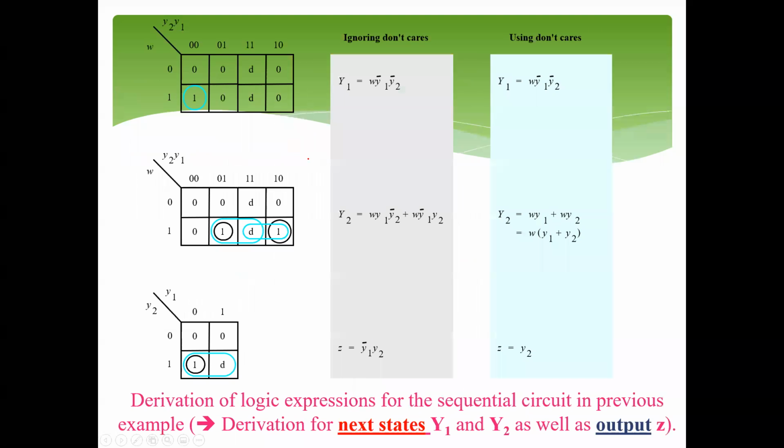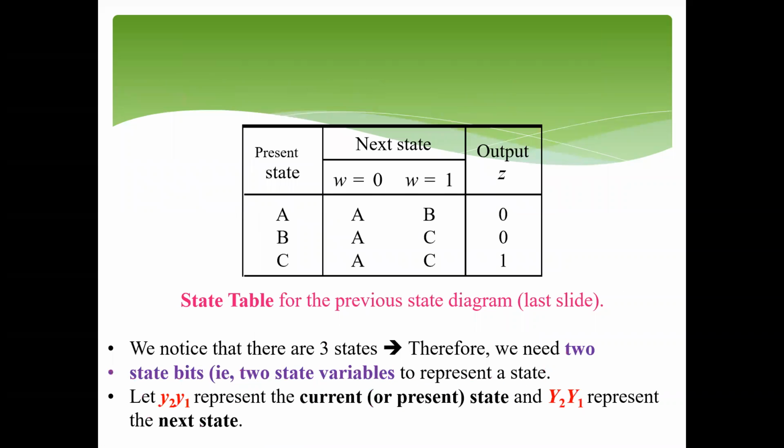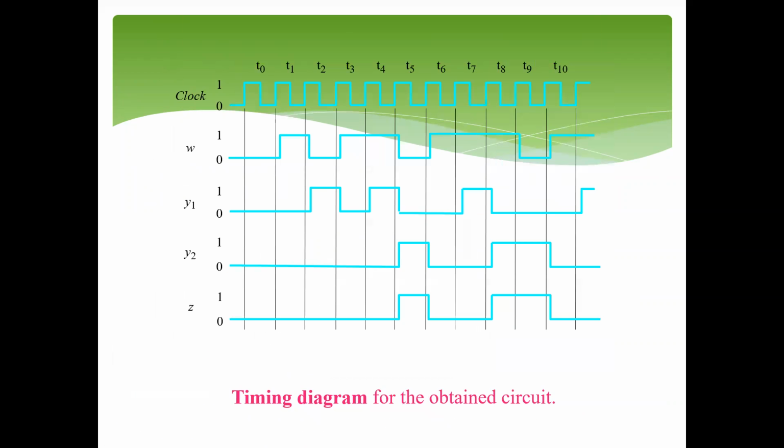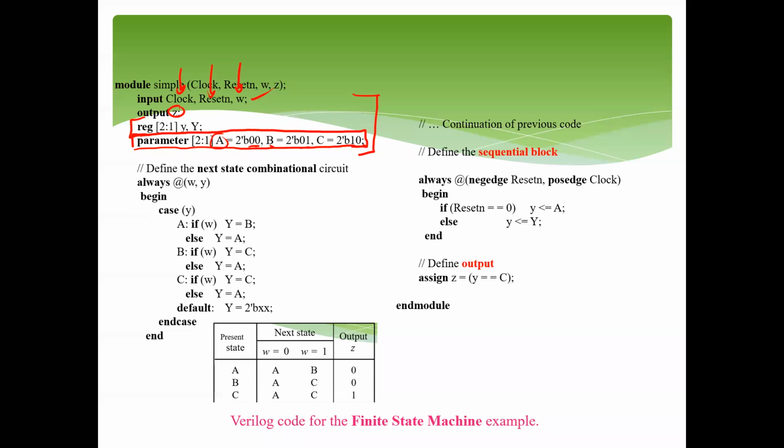How to easily do that? If you go to your state table and you transfer this into the code table, which is here, A is 00, B is 01, and C is 10. This is what you need to write in your parameter. Okay, so this will make your code much easier to write. Now this is part one, the declaration of the input and the output.